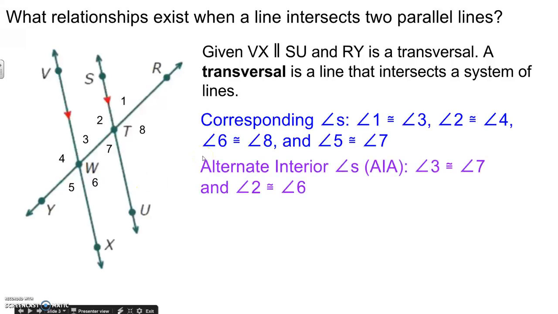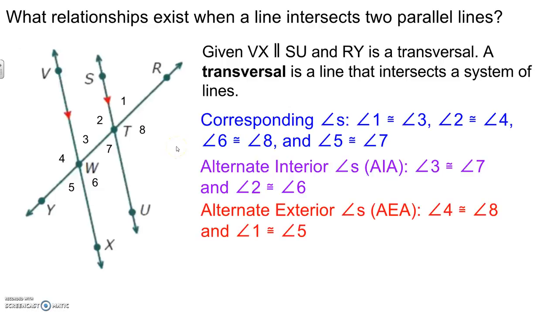Another relationship is the idea of alternate interior angles, written as AIA when we use shorthand, abbreviation. So angle 3 and angle 7. Now they're interior because they're between the two parallel lines. They're also on the opposite sides of the transversal. So angle 3 is congruent to angle 7, and angle 2 is congruent to angle 6.